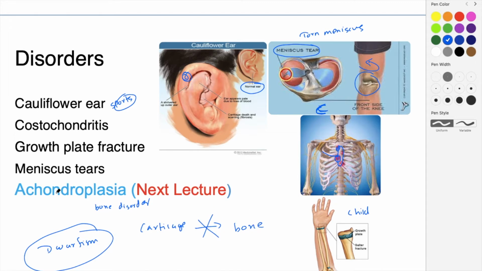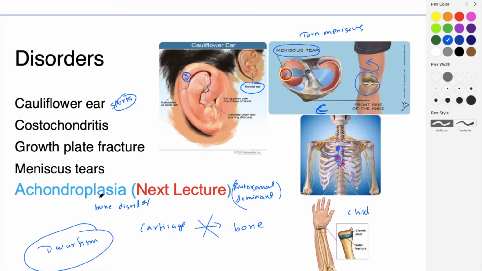This is due to a gene mutation. We're going to talk more in detail about that in the next lecture. The mutation in a gene causes achondroplasia. In most cases, achondroplasia is not inherited, meaning it's not going to go from one generation to another. But if it is inherited, then it follows an autosomal dominant pattern, which means it's not going to skip any generation. Every generation is going to have this sort of problem.